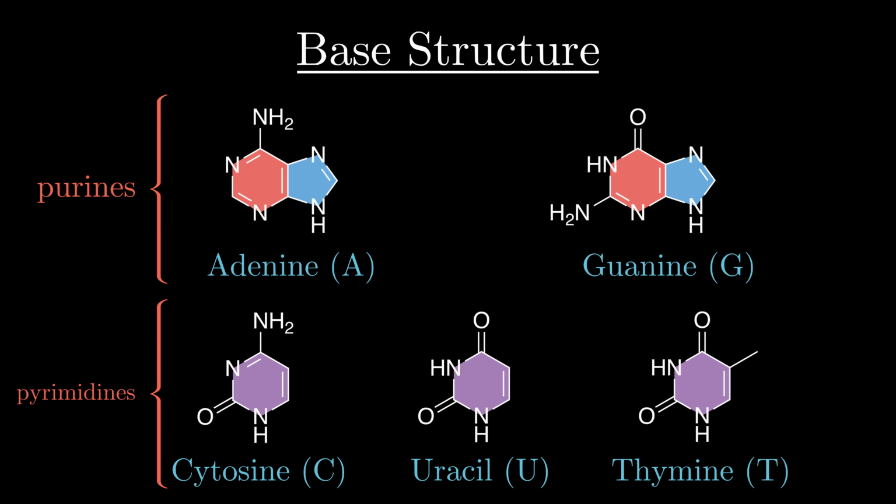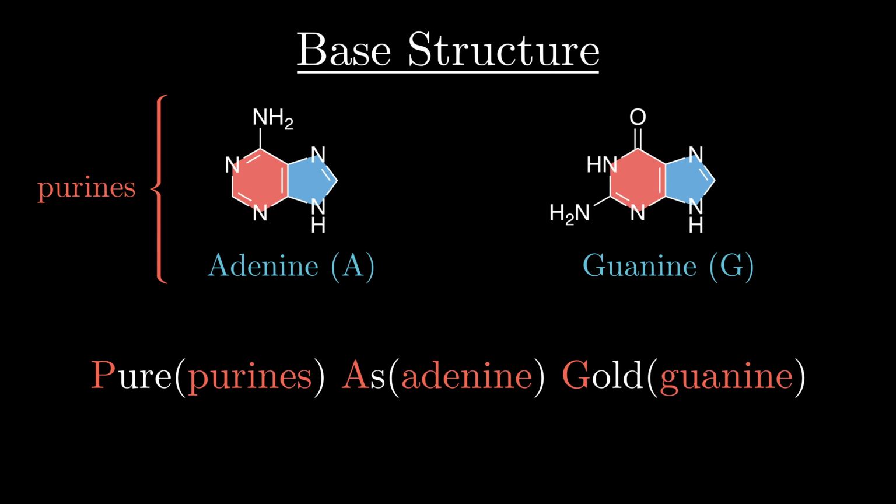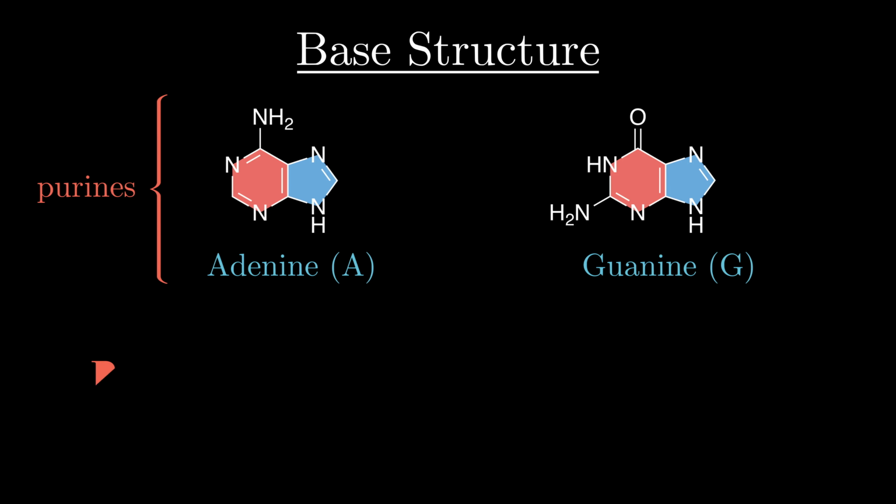Now, it will be useful in this course for you to know which bases are purines versus pyrimidines, and be able to tell the difference between a purine and a pyrimidine structure. So here are some useful mnemonics. The first is the phrase "pure as gold," which you can use to remember that adenine and guanine are purines.